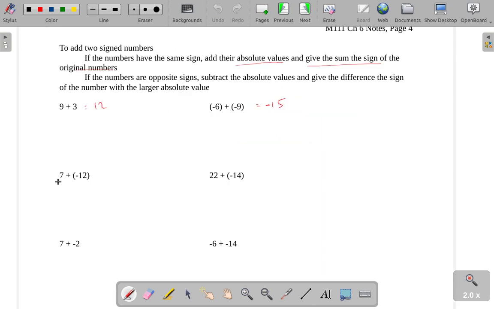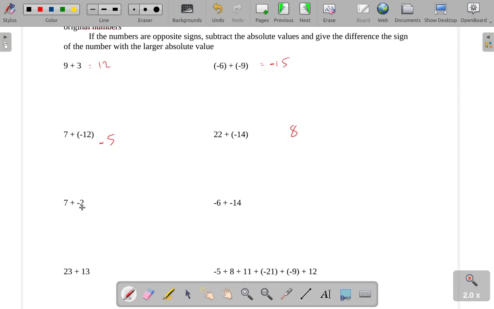So, if we have a negative 12 and a 7, you can see they're opposite signs, so we're going to do subtraction. If we're doing this by hand, 12 minus 7 is 5. And the 12 is the one that's negative, so it'll win the tug of war, so the end result will be negative. Alright, if we have a 22 and a negative 14, well, 22 minus 14 is 8. And 22 is the one that's going to win the tug of war. It's positive, so we end up with an 8.